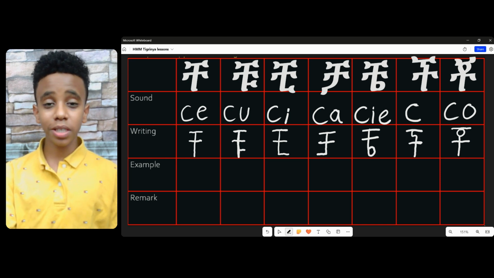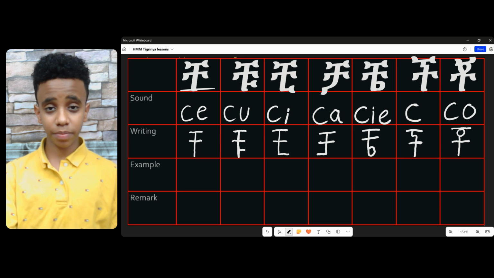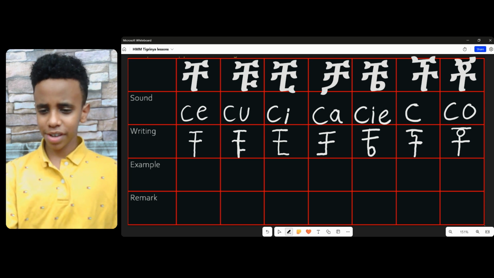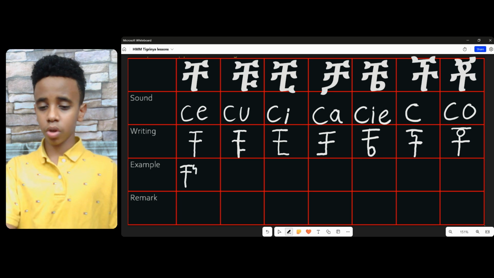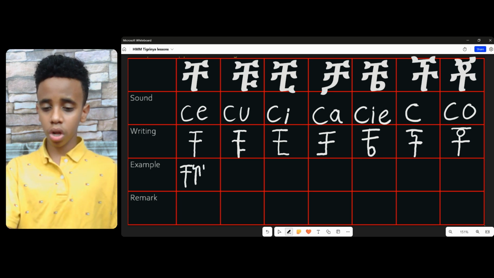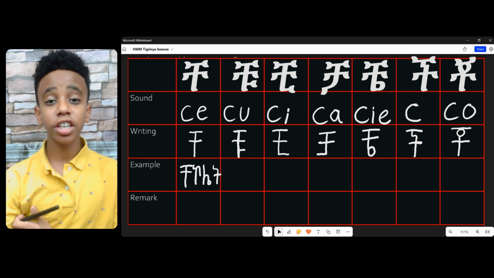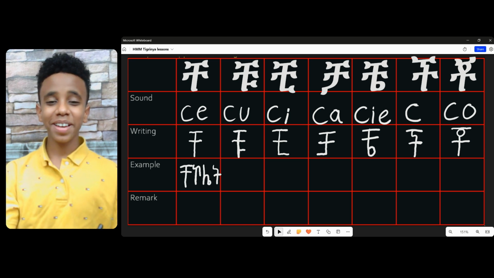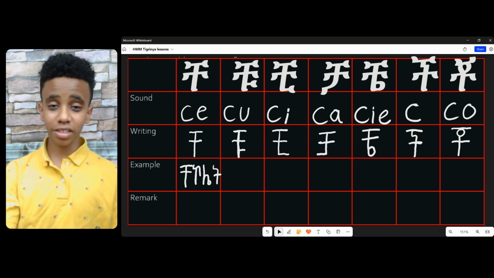Our first example is made up of the letter Che. Che. And our example for the letter Che is a pretty sweet one, so I don't suggest eating it that much. So our example for the letter Che is Che, Ko, Le, T. Chocolate. Chocolate in Tigrinya means chocolate in English, as you probably guessed it, since the English and Tigrinya sound alike.